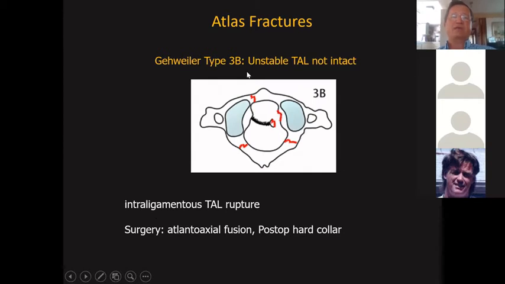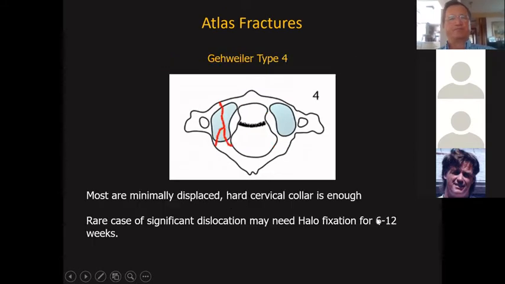Gehweiler type 3B is considered an unstable fracture because the transverse ligament is not intact. These cases must go to an atlantoaxial fusion surgery with some post-op hard collar application. Type 4 injuries, if minimally displaced, a hard cervical collar is enough, but some rare cases may have dislocations and may need a halo fixation for long periods.